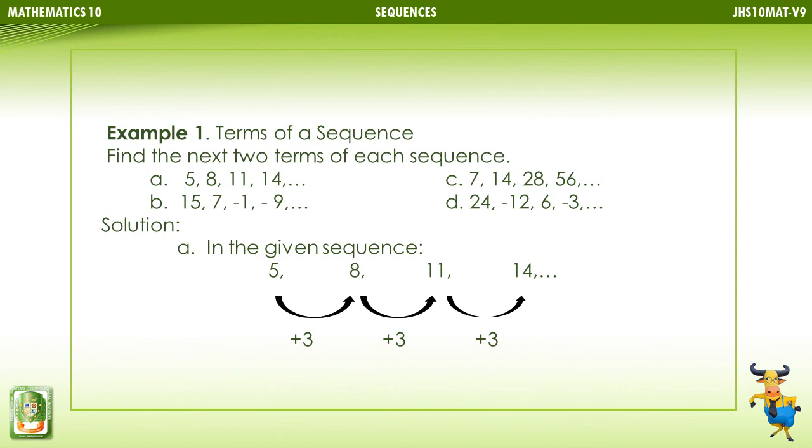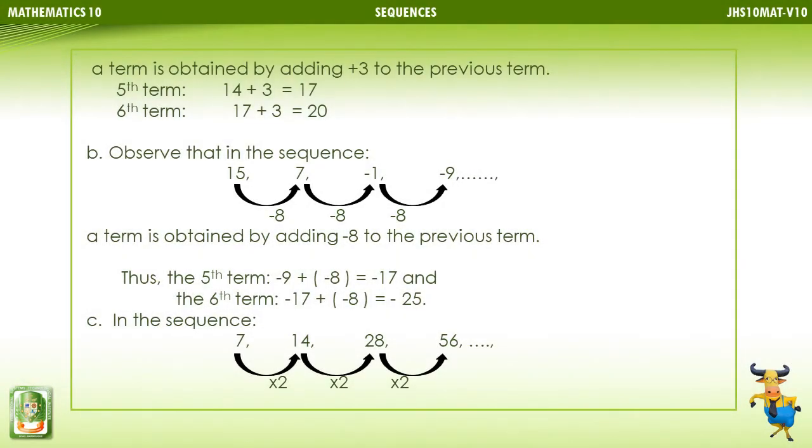Solution: A. In the given sequence 5, 8, 11, 14, and so on, the term is obtained by adding 3 to the previous term. Fifth term, 14 plus 3 equals 17. Sixth term, 17 plus 3 equals 20. B. Observe that in the sequence 15, 7, -1, -9, and so on, the term is obtained by adding -8 to the previous term. Thus, the fifth term, -9 plus -8 equals -17, and the sixth term, -17 plus -8 equals -25.